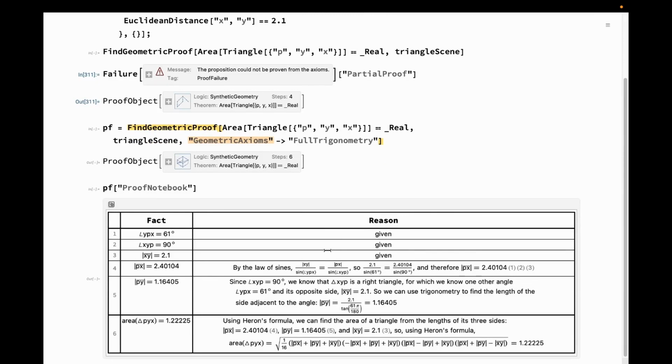And if we look at the two-column proof, you see that it uses the law of sines to begin with, and then it uses Heron's formula. Once it knows all three sides, it can find the area.